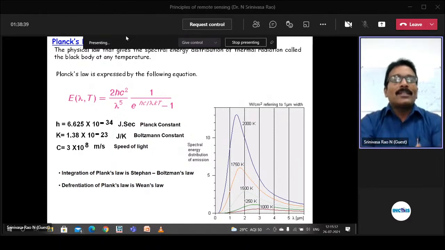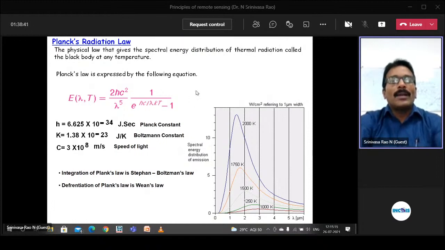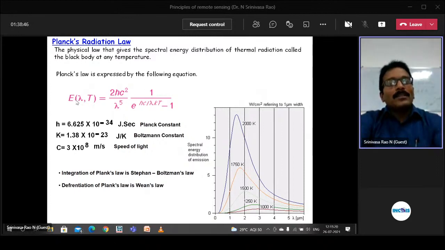It's a very simple equation. I will simplify this one. So what this law is explaining is that energy is a function of wavelength and temperature. This is the relation between temperature and wavelength, and the equation is 2hc² by λ⁵ by e to the power of hc/λkT minus 1. So in this equation, other than temperature T and wavelength λ, all the remaining terms are constants.